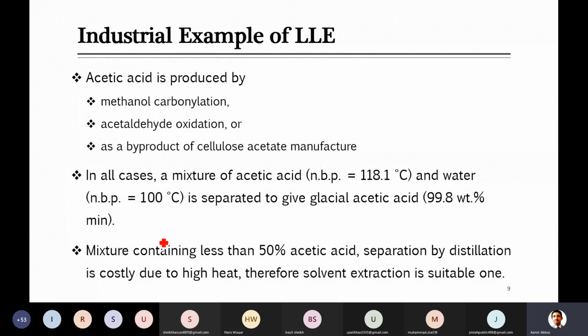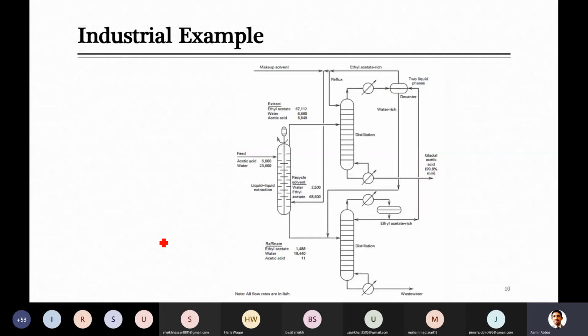So in order to boil all that water at 100 degrees C, definitely it will need a very large amount of heat, and that makes this process highly expensive. As compared to this, solvent extraction is the most suitable one, because you will bring this mixture of acetic acid and water in contact with some solvent, which will just take away acetic acid from this mixture, and water will be separated. So that is the most suitable option and used in the industries.